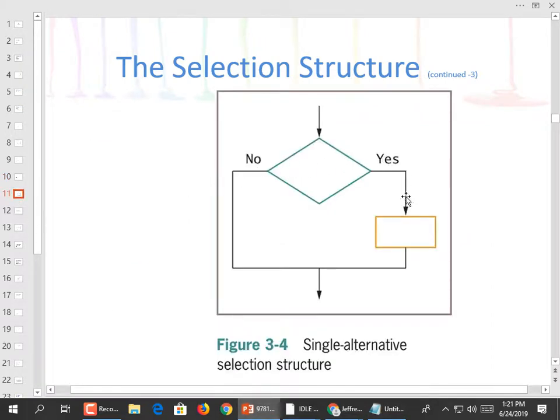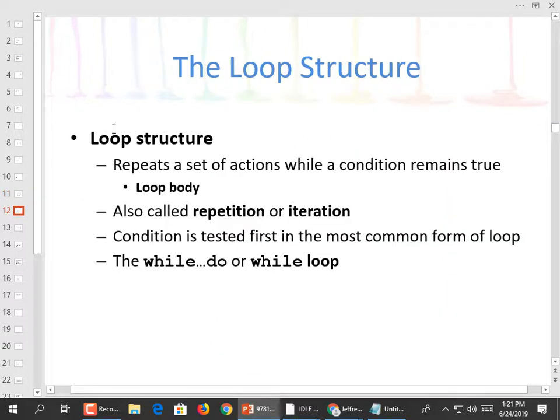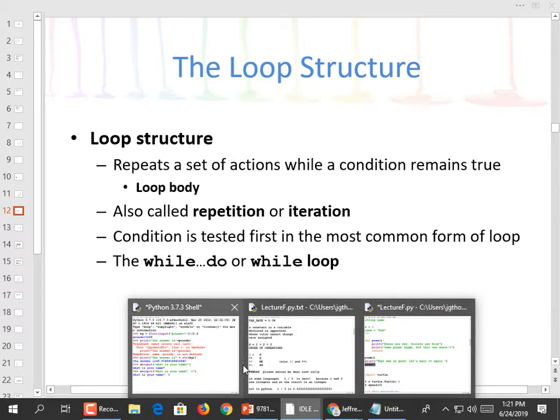Single alternative, something or nothing. Said that 17 times. I'm going to skip saying it. All right, the loop structure repeats a set of actions while a condition remains true. I think we ought to actually start writing some IDLE code because that's more interesting than just taking notes. And so we're going to illustrate a loop structure, but we're going to add the note for what it is first.